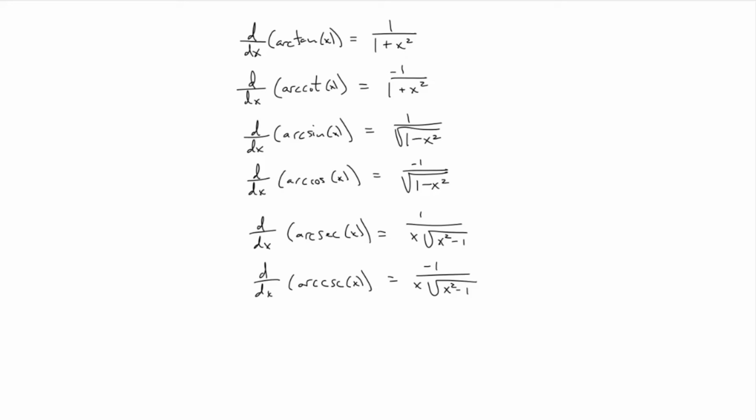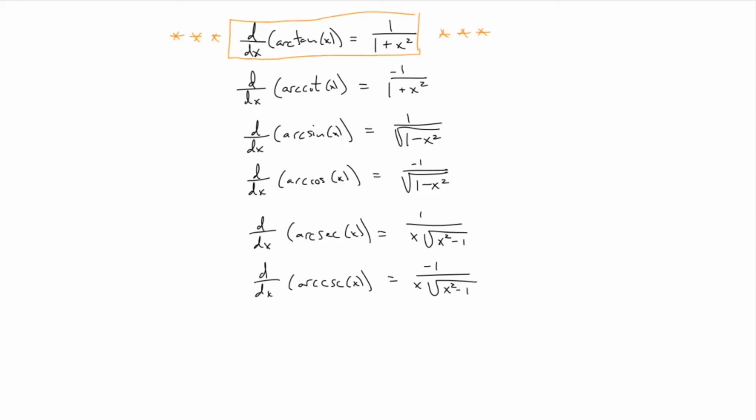And so I'm just giving them to you here. The derivative of the arc secant of x is 1 over x times the square root of x squared minus 1, and the derivative of the arc cosecant of x is -1 over x times the square root of x squared minus 1.